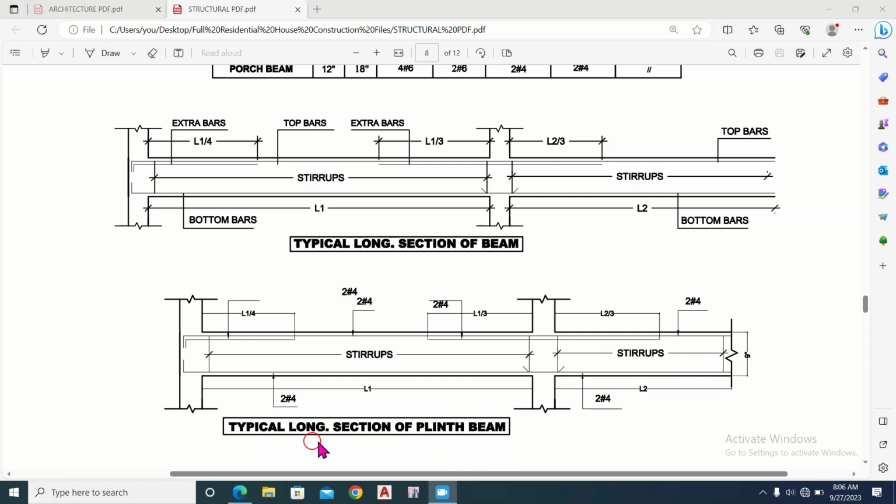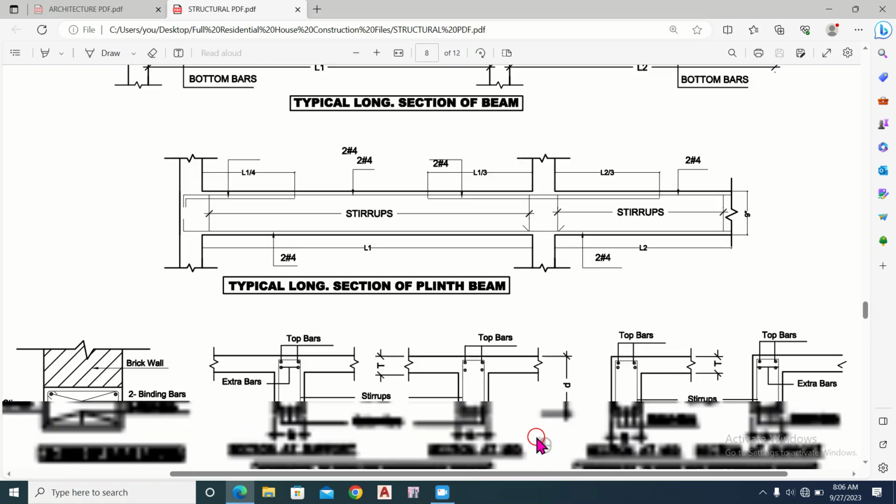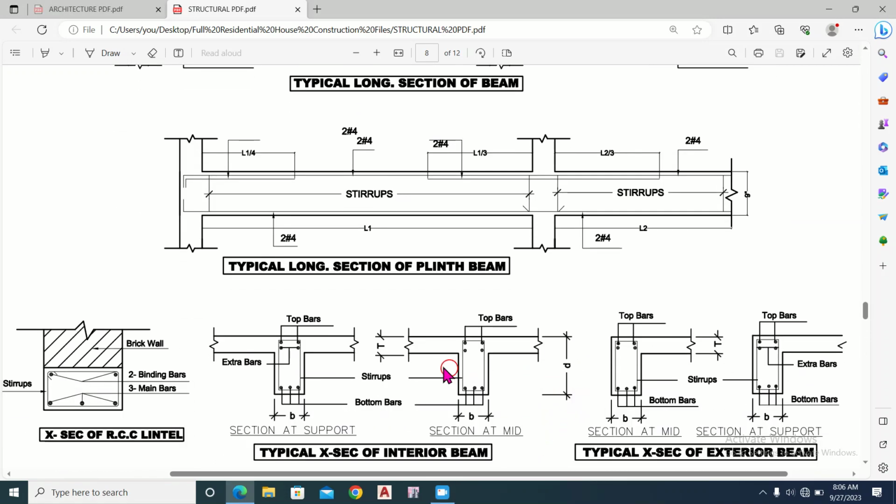So this was the long section detail of the plain beam. So now we have to proceed to the cross sections of the beam. The cross section of the plain beam we have discussed in the previous video. Now we have to discuss the cross section of other beams.